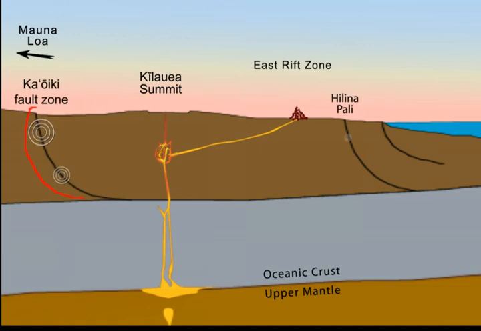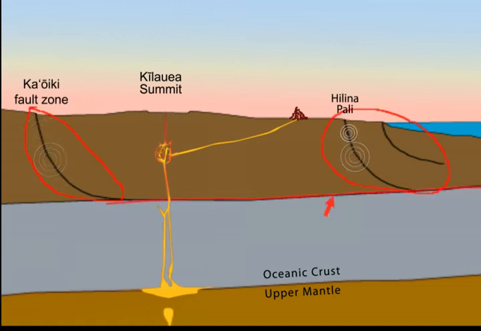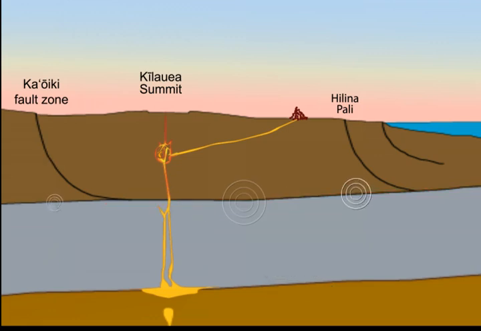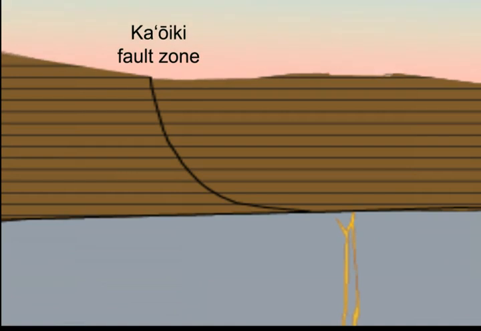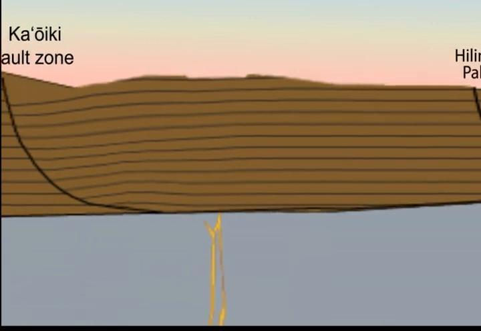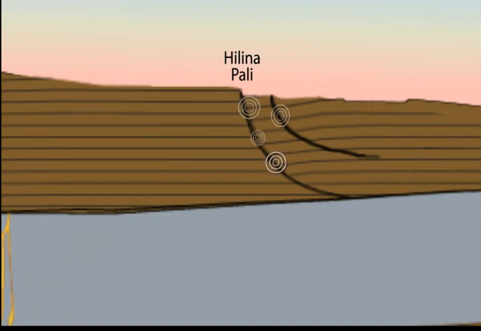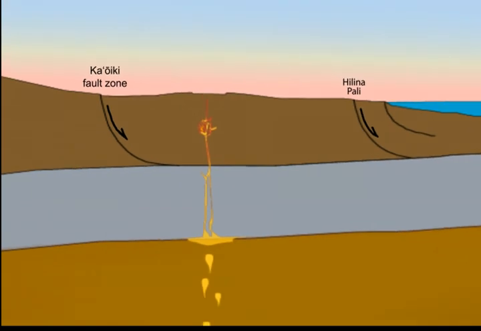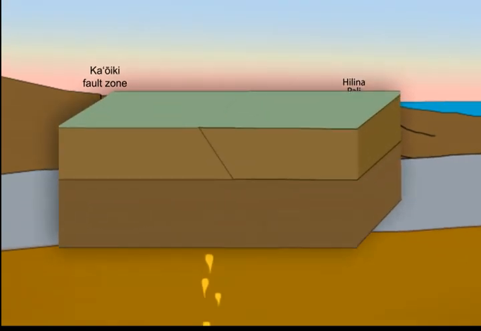Second are earthquakes occurring on faults within the volcanic edifice and at the boundary between the volcano and the ocean floor beneath it. Along the ōiki fault zone on the Big Island, the Kīlauea side has moved down relative to the Mauna Loa side. Along the Hilina Pali, the coastal block has dropped relative to the Kīlauea block. Faults of this type are sometimes called normal faults and are driven by the weight of the volcanic island.